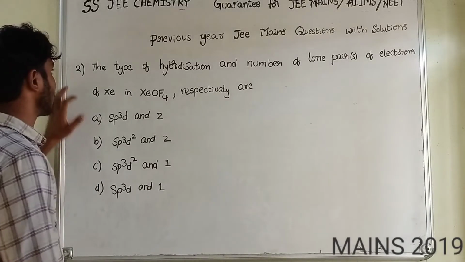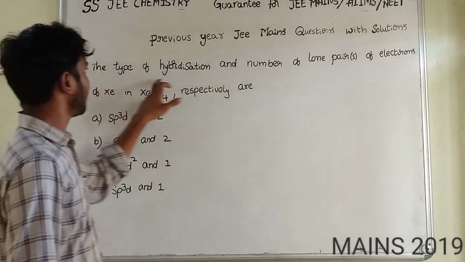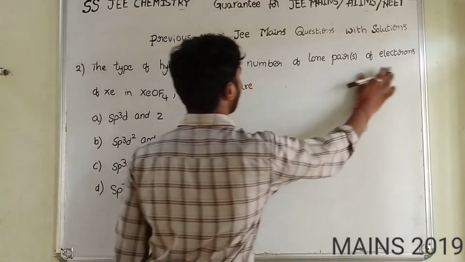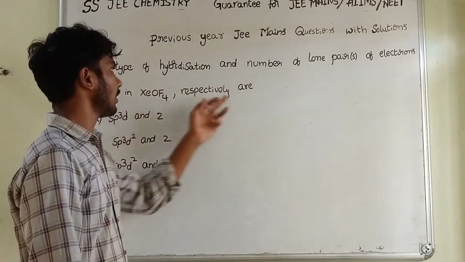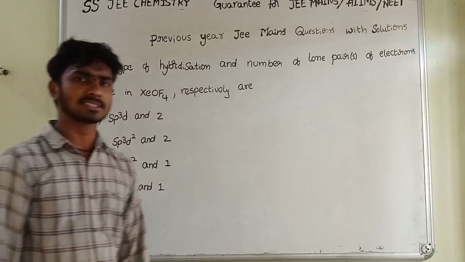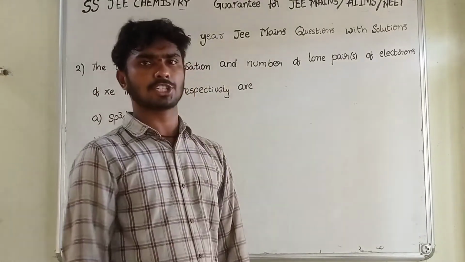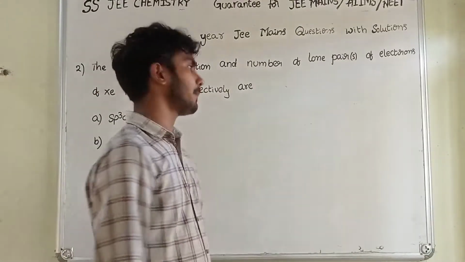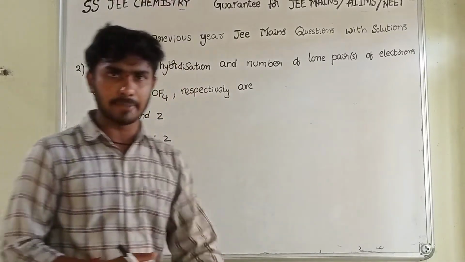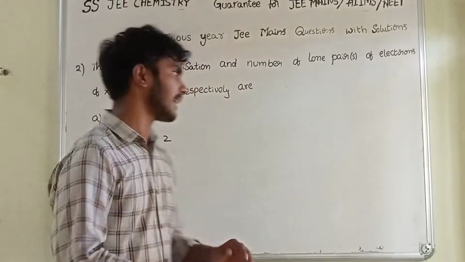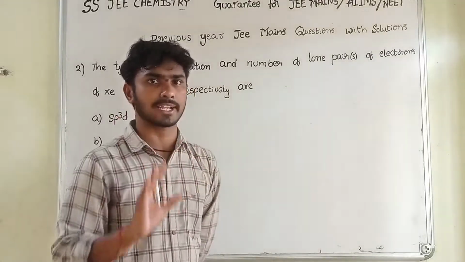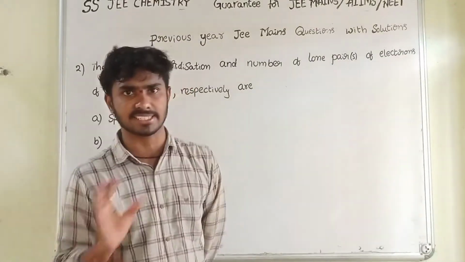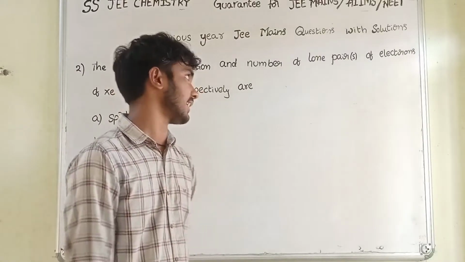Okay, second question. The type of hybridization and number of lone pairs of electrons of xenon in XeOF4 respectively are. What are they asking? They are asking about hybridization and lone pairs. Is there any trick behind the hybridization? Yes, there is. For hybridization, there is a trick, and I have already discussed the trick of hybridization. The link is in the description.